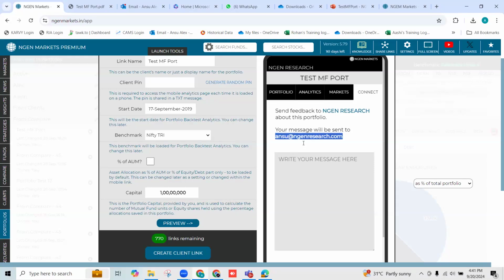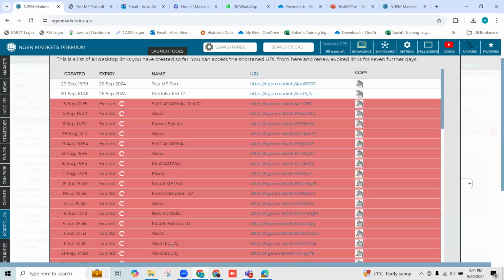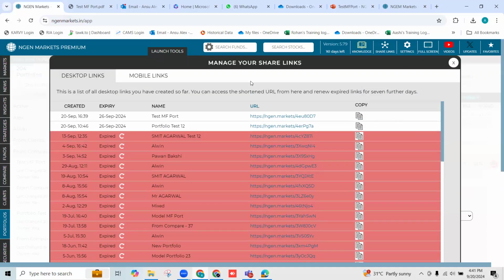Now, how do you share it across with your client? You just need to input a PIN, click on create client link. So this is how the link will get generated. Simply you can copy this link and share it across to your client and they can instantly have a mobile view of their portfolio on their phones. All right, so that is it for the topic related to the webinar.